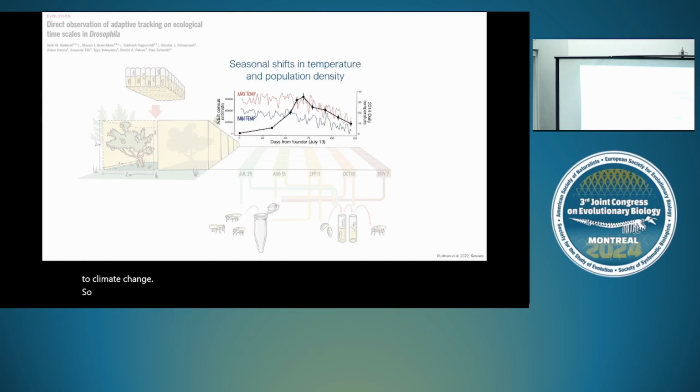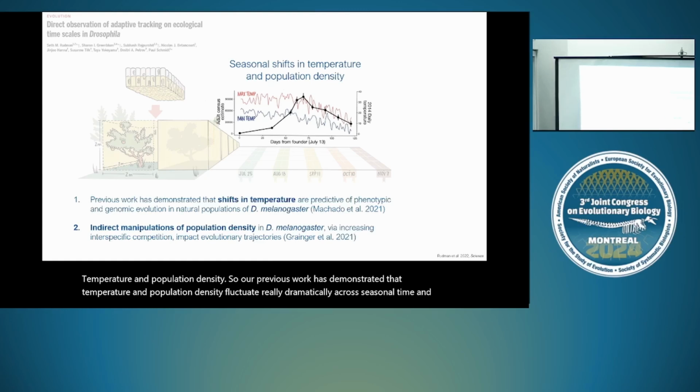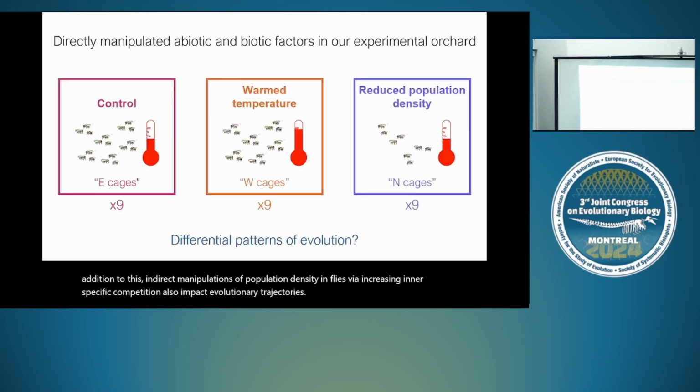So the two factors that I was really interested in exploring are temperature and population density. Our previous work has demonstrated that temperature and population density fluctuate really dramatically across seasonal time. And importantly, previous work has demonstrated that shifts in temperature are predictive of phenotypic and genomic evolution in natural populations of Drosophila melanogaster. In addition to this, indirect manipulations of population density in flies via increasing interspecific competition also impact evolutionary trajectories. So therefore, in my experiment, I directly manipulated these abiotic and biotic factors in our experimental orchard.